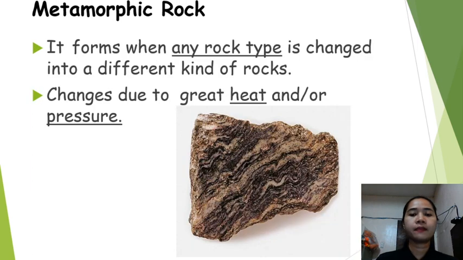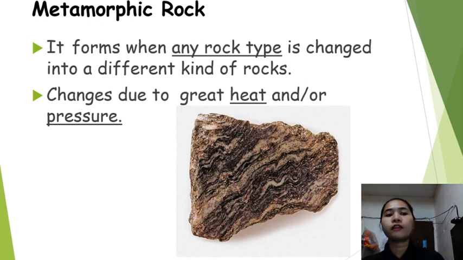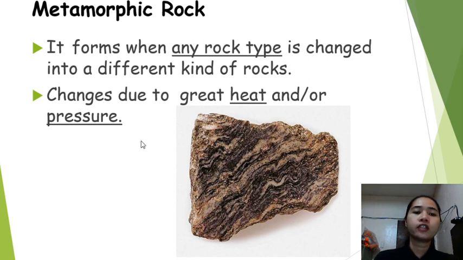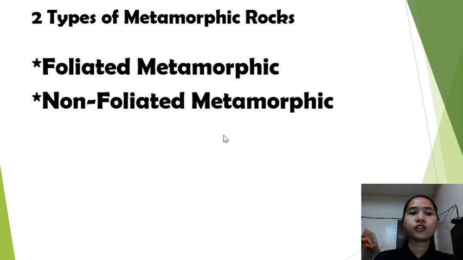Next, the third type of rocks is metamorphic rocks. Metamorphic rock is formed when any rock type is changed into a different kind of rock. It changes due to heat and or pressure. There are two types of metamorphic rocks: the foliated metamorphic and non-foliated metamorphic rocks.